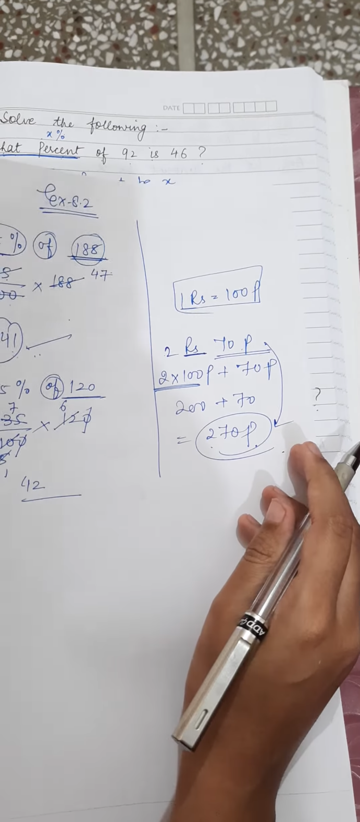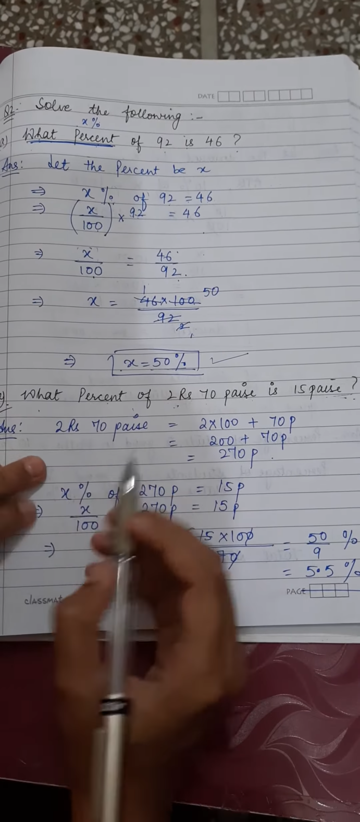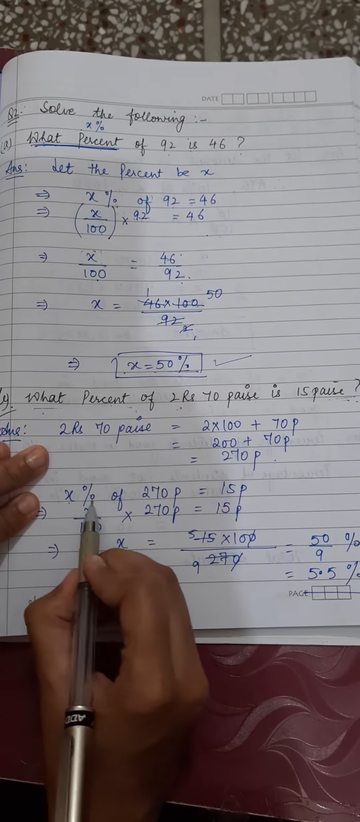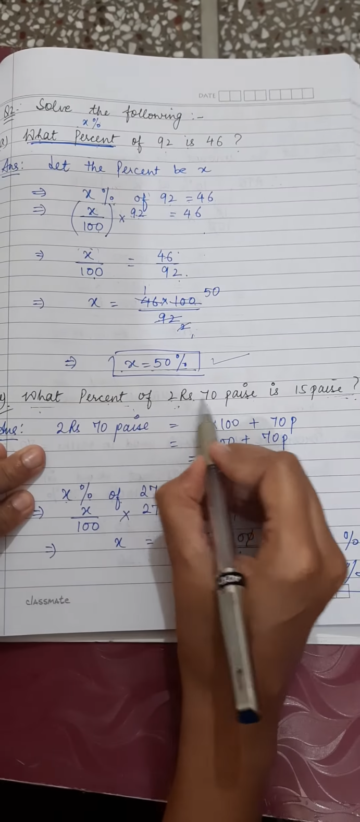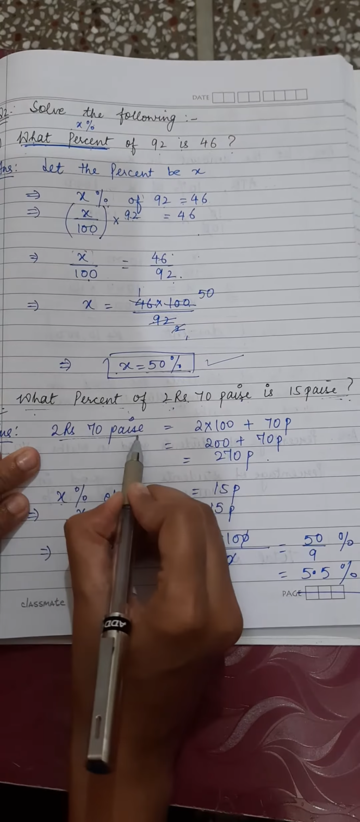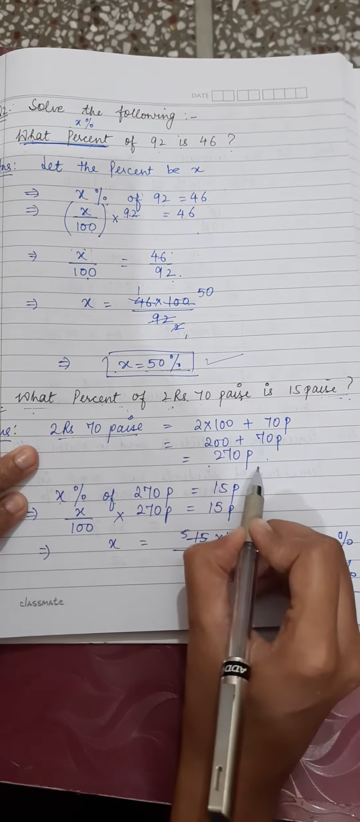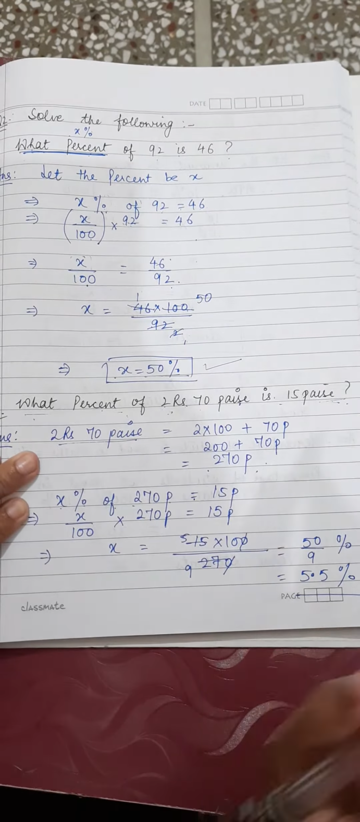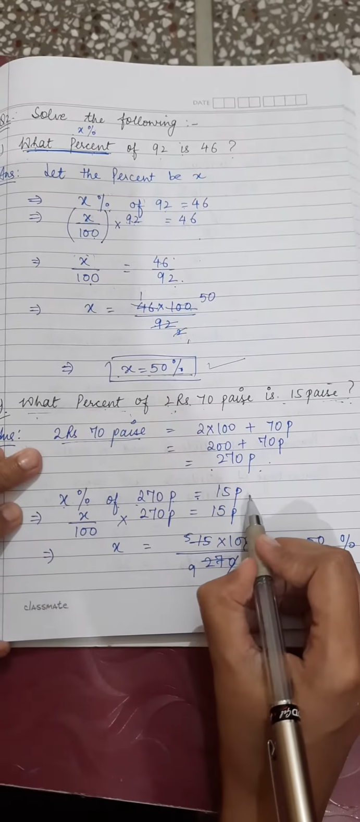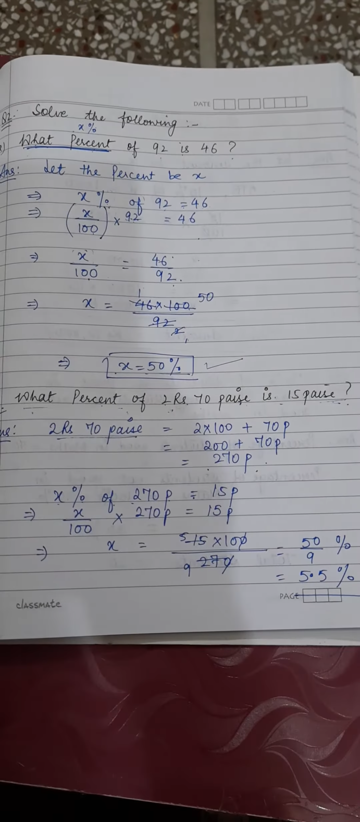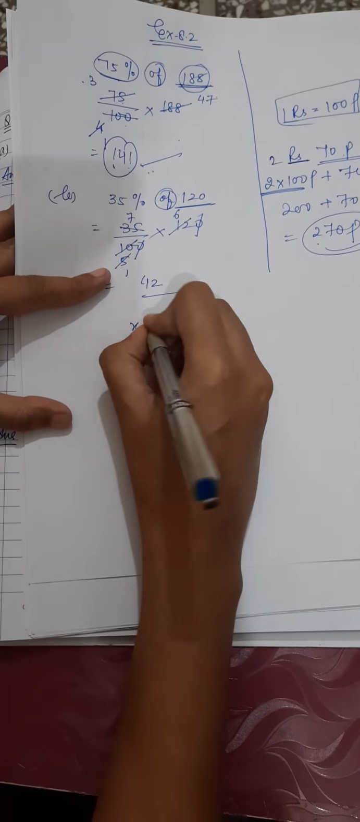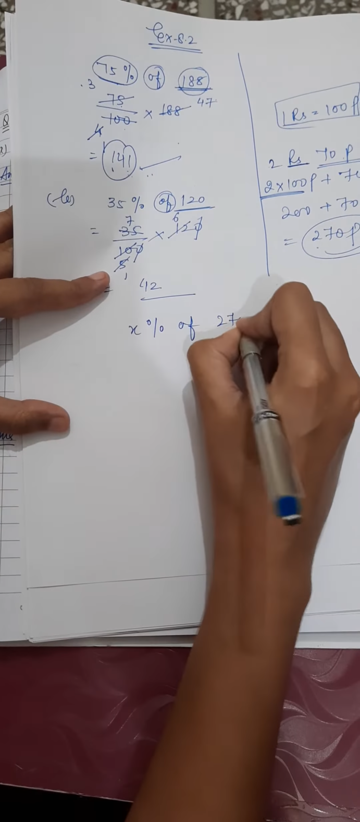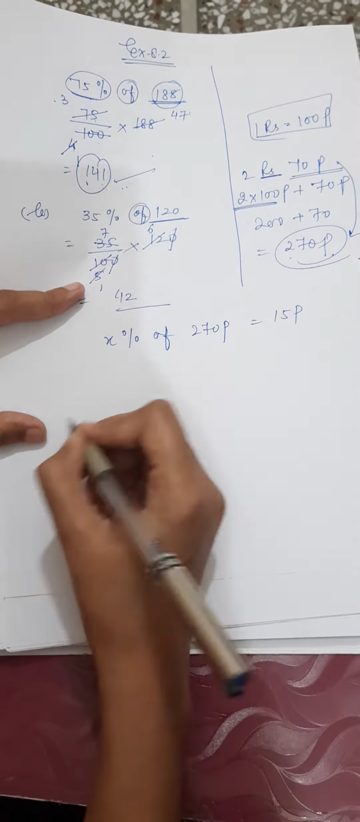Now the equation becomes what percent, means X percent of 2 rupees 70 paisa. We have just converted 2 rupees 70 paisa to 270 paisa, so I am going to write here 270 paisa is equals to 15 paisa. Like this I am going to write. This is now the equation. Let us solve the equation. X% of 270 paisa is equals to 15 paisa.